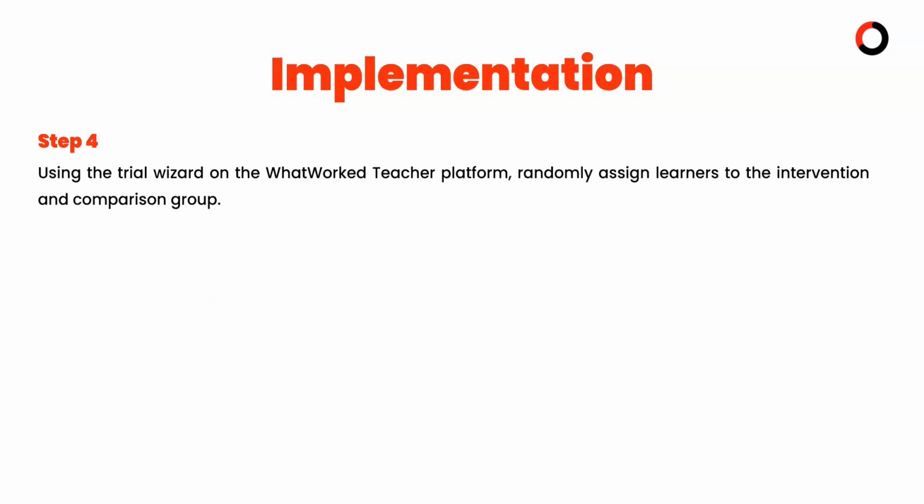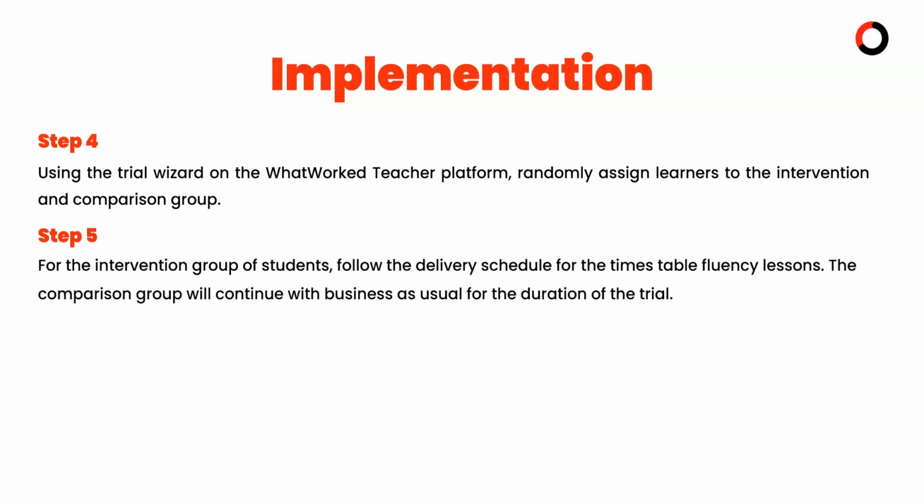Step 4. Using the trial wizard on the What Worked Teachers platform, this will randomly assign learners to the intervention and comparison group. Just make sure you record this in your Excel tracker. Step 5. For the intervention group of students, follow the delivery schedule for the times table fluency lessons. The comparison group will continue with business as usual for the duration of the trial.